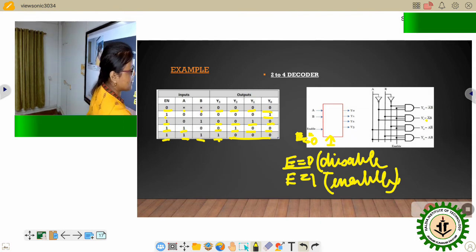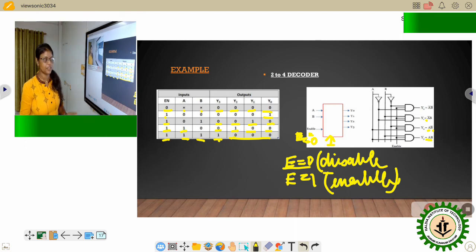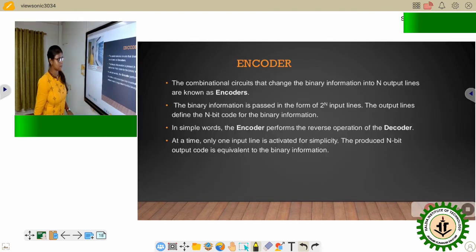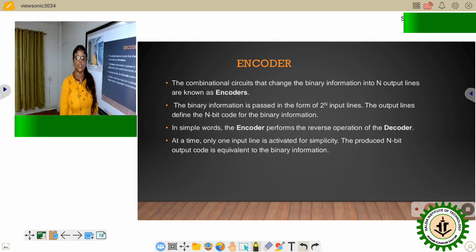Now I will start the encoder. Encoder is just the opposite or reverse of the decoder. As I have told, in case of a decoder, the binary information passes from n inputs to 2 to the power n outputs. But in case of an encoder, the binary information passes from 2 to the power n inputs to n outputs.